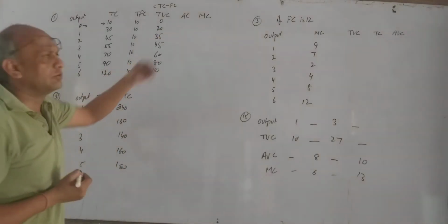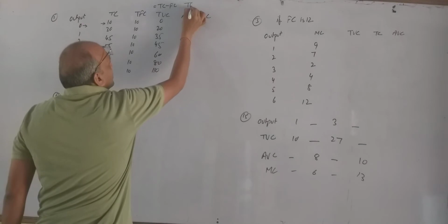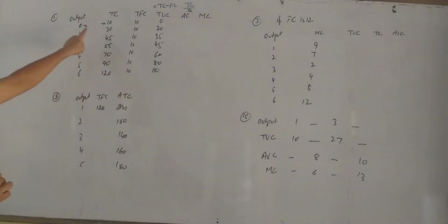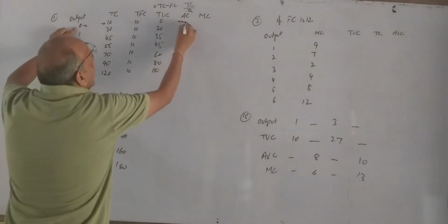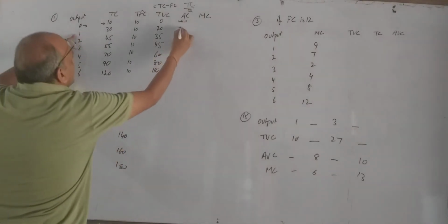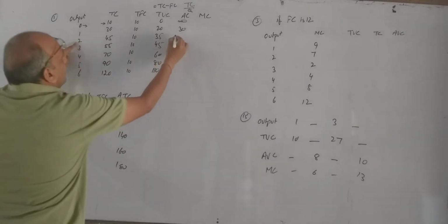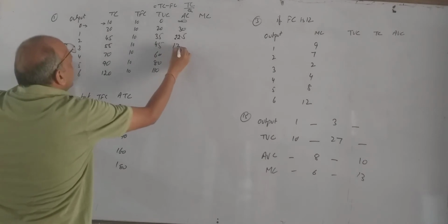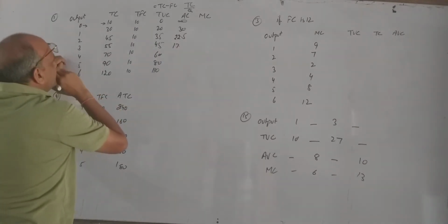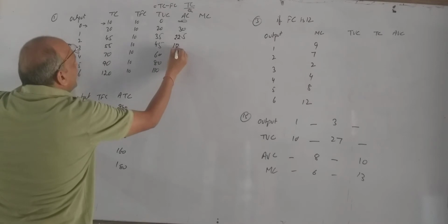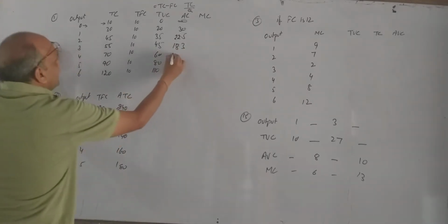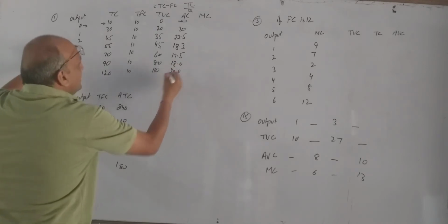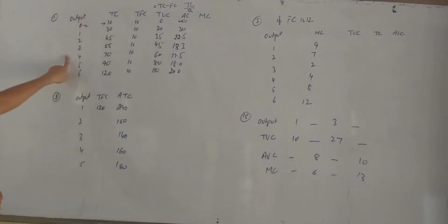Now AC, average cost. What is the formula for average cost? Total cost upon quantity, TC upon Q. This is TC, this is Q. 10 upon 0, infinite. 30 upon 1, 30. 45 upon 2, 22.5. 55 upon 3, 18.3. 70 upon 4, 17.5. 90 upon 5, 18 and 120 upon 6, 20. Total cost upon quantity.